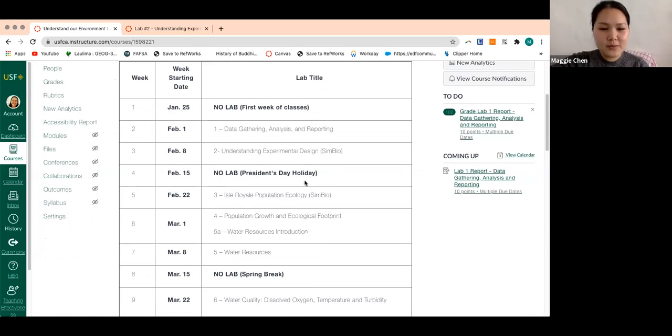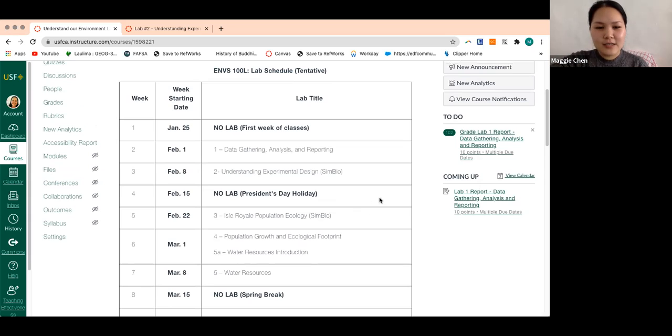Again, we are not meeting next week because of President's Day. So we are meeting the week of February 22 for lab 3, Isle Royale Population Ecology, where we're using SymBio again. So if you don't have it on your computer, that should be more than enough time to do any of the updates that you need and get it onto your laptop. We're using it again for SymBio, but these are the only 2 labs where we'll be using this program. So after that, you can just delete it off of your laptop. But that is basically it for lab 2.